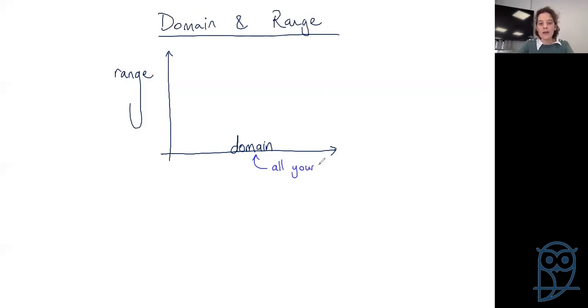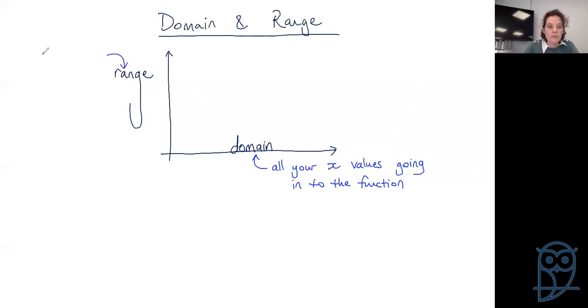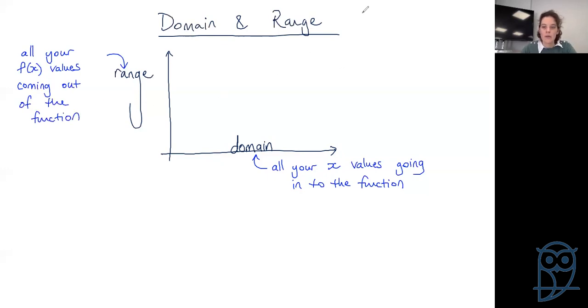So what I'm saying here is your domain is all your x values going into the function. So the domain is what goes into the function. The range is what comes out. So this is all your f(x) values coming out of the function. Okay, so let us make sure that is absolutely crystal clear.